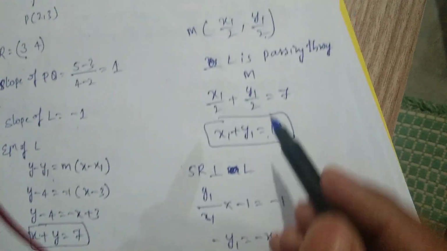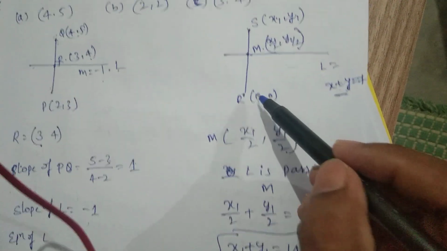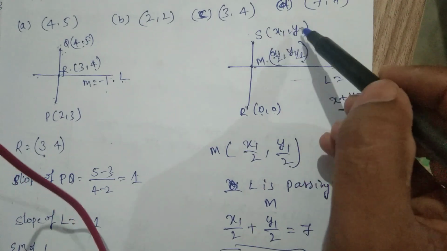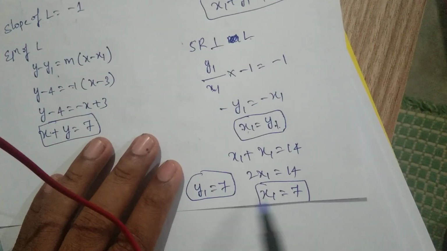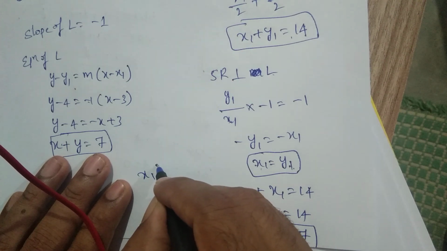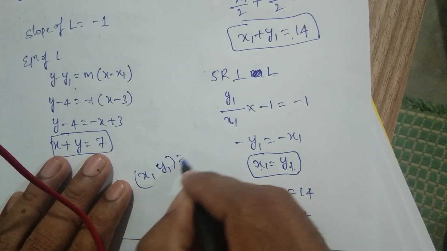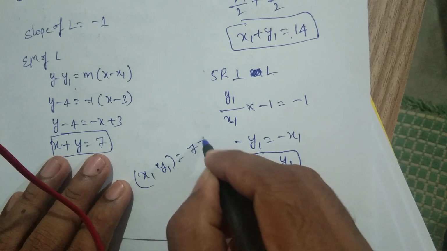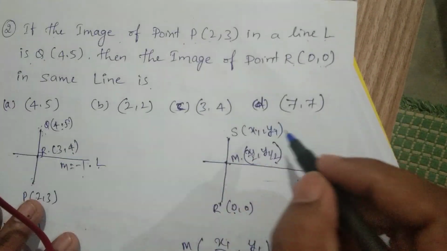Then what is the image of this point? It is x1 comma y1. Then what is x1 comma y1? x1 comma y1 is equal to 7 comma 7. Where is that one? It is option D.